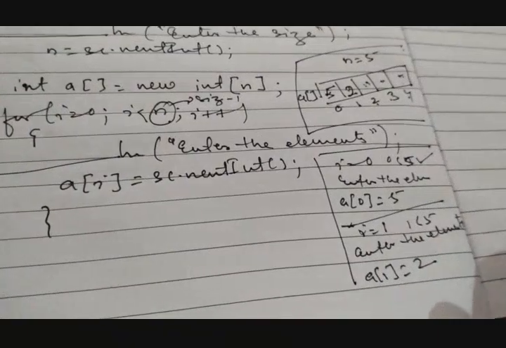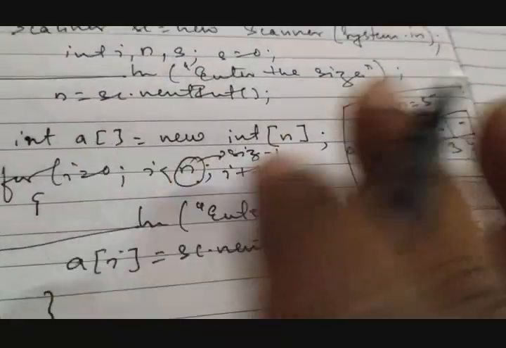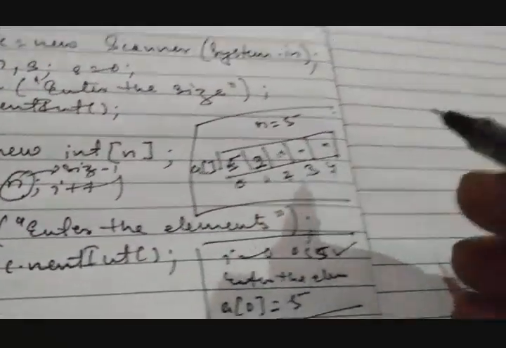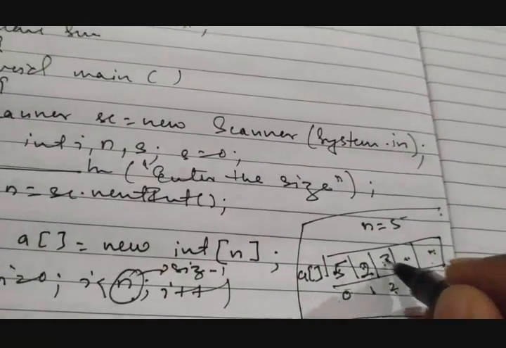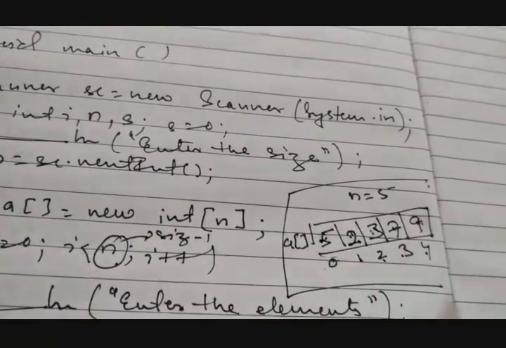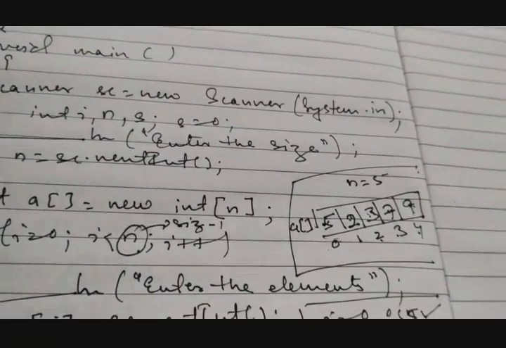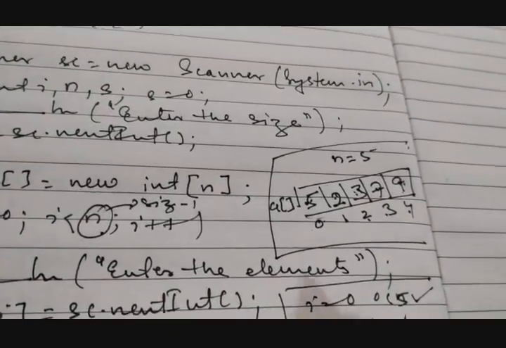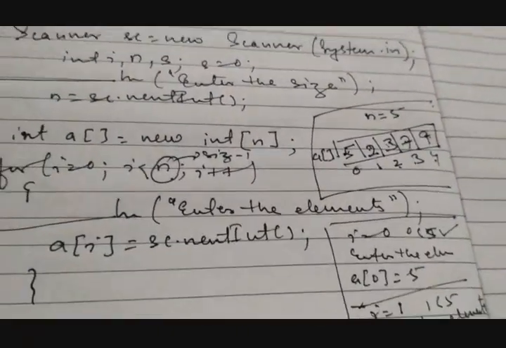Likewise the loop continues. Now after this, suppose the element entries are over: 5, 2, 3, 7, 9. Suppose I had inputted these elements. Now what I need to do according to my program is find the sum of the elements.